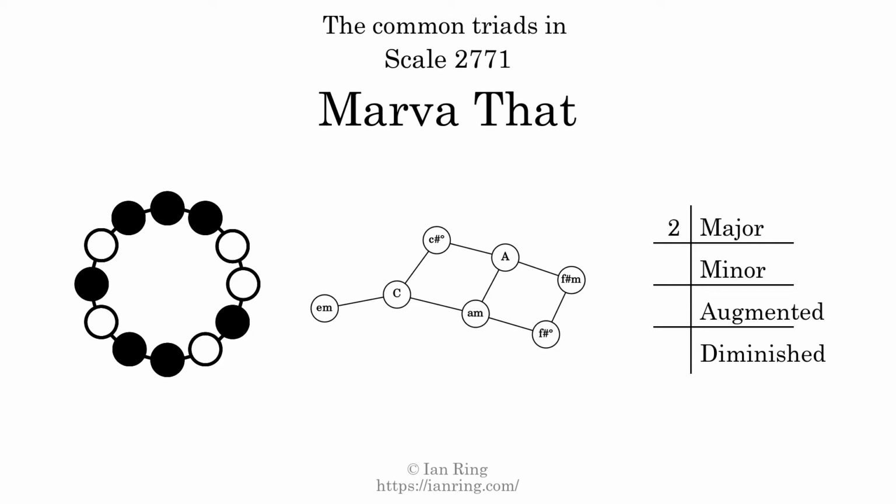There are 2 major triads. There are 3 minor triads. There are no augmented triads. There are 2 diminished triads. Here is a Hamiltonian path of parsimonious voice leading that uses all the triads.